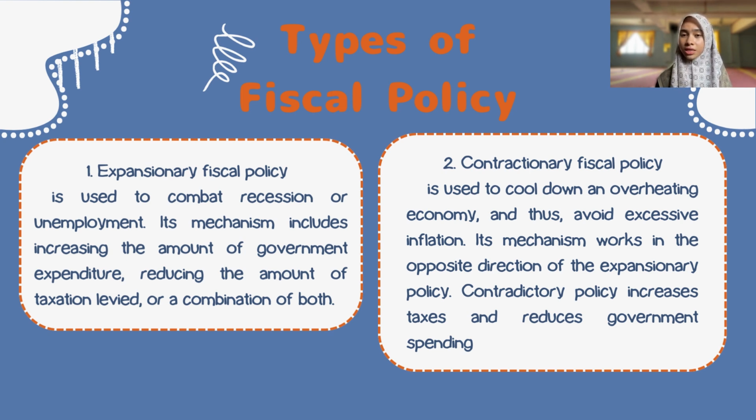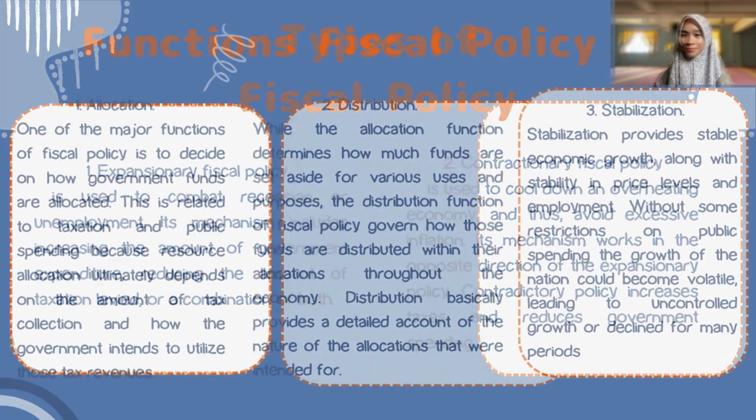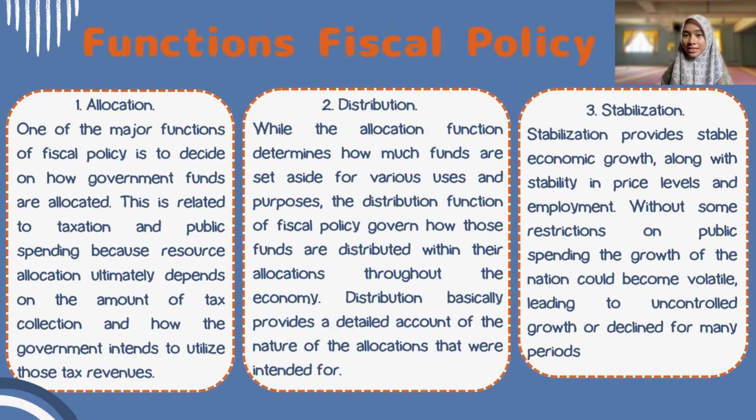Contractionary fiscal policy is used to cool down an overheating economy and thus avoid excessive inflation. Its mechanism works in the opposite direction of the expansionary policy. Contractionary policy increases taxes and reduces government spending. By adjusting their fiscal policies, governments can strive to maintain stability and balance in the economy, ensuring it operates smoothly and efficiently over time. Next, functions of fiscal policy.